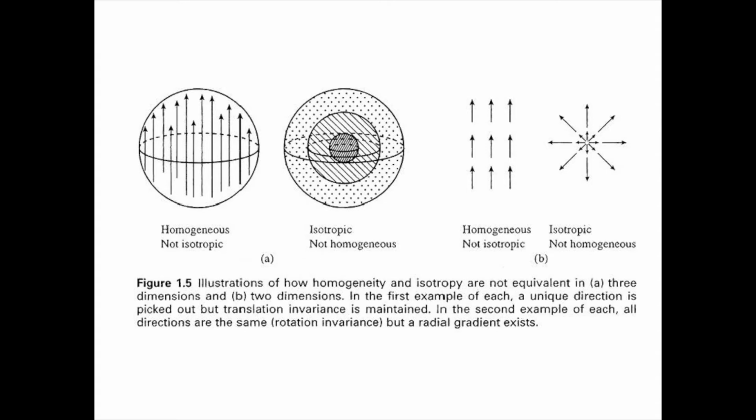In the last sequence, we have homogeneous, not isotropic. That really looks the same as the first ball we showed there. And then on the second, we've got isotropic but not homogeneous. We've got a favored point with a gradient moving out from that point, although it looks the same in all directions from that point. But the fact that there's a point there makes it not homogeneous.